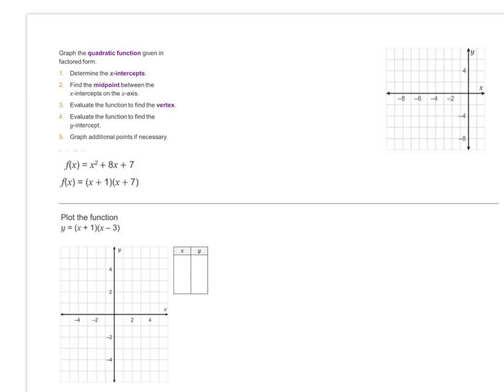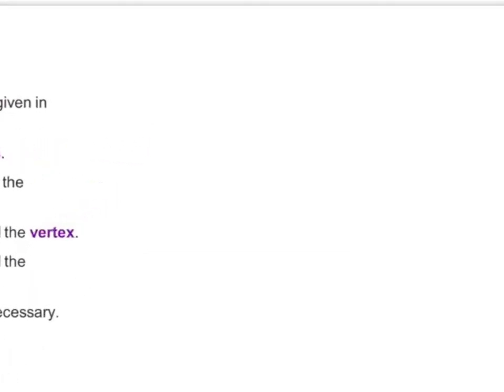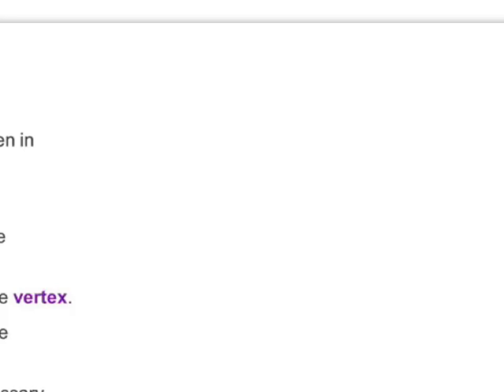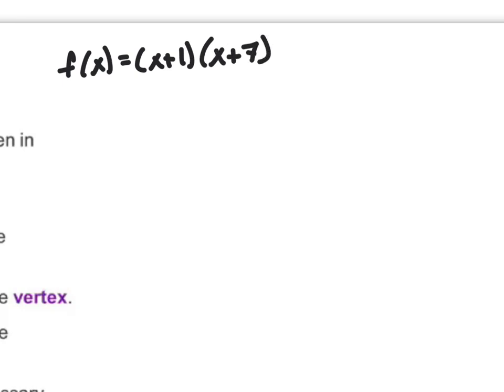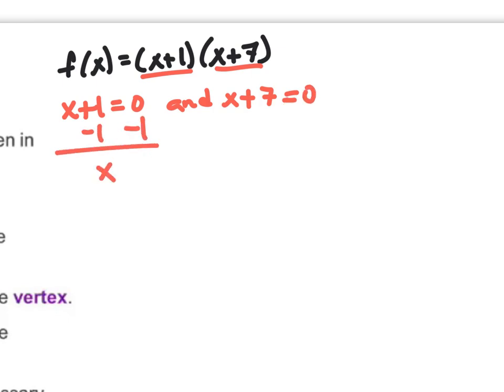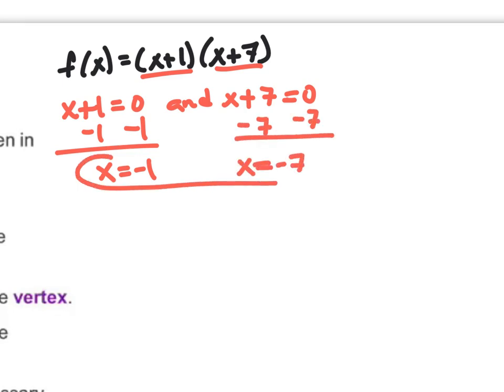So first thing I want to do, let's calculate the x-intercepts. So I'm going to copy down my function again up here. I'm going to call that f of x is equal to x plus 1 times x plus 7. And I'm going to set each of these binomials equal to 0. And x plus 7 equals 0. So if I subtract 1 from both sides, I'm going to get that x is equal to negative 1, and then subtract 7 from both sides, and I get that x is equal to negative 7. These values here are my x-intercepts.